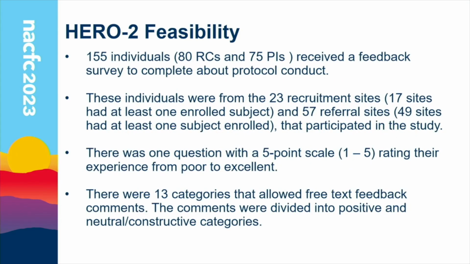So in total, there were 155 individuals that received the survey to complete about the protocol conduct, 80 RCs and 75 PIs. And they were from recruitment sites and referral sites. There were more referral sites than recruitment sites. Of the recruitment sites, 17 sites actually had at least one subject enrolled. So there were some sites who did not have any participants that ended up enrolling in the project. Of the referral sites, 49 of them had at least one subject enrolled.